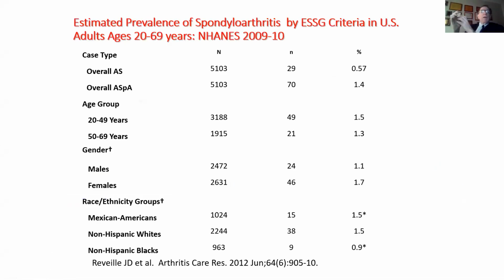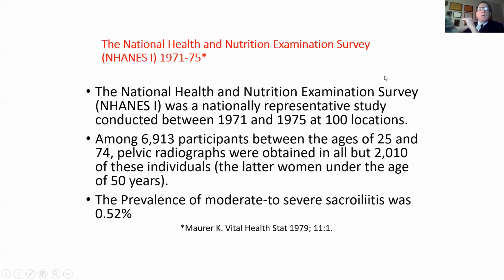And in fact, we did NHANES 2009-2010 before the OSIS criteria were developed. So we used the ESG criteria, and lo and behold, we found a prevalence of 1.4% of people in the U.S. met ESG criteria for axial spondyloarthritis. What's also interesting is that 29 of the 5,103 people had a diagnosis of ankylosing spondylitis made by a physician.